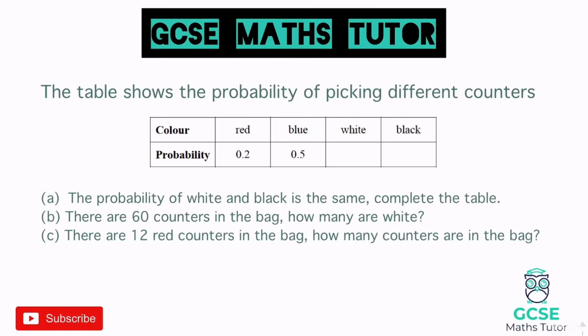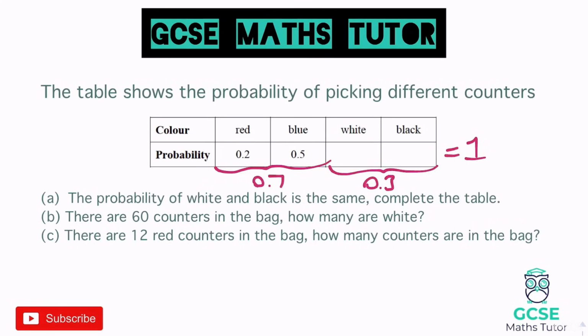Okay, the table shows the probability of picking different colours. So we have red, blue, white and black, and it says the probability of white and black is the same, complete the table. So at the moment, we've got these two which add up to 0.7, and probabilities have to add up to 1. Now what we've got left over there is 0.3.